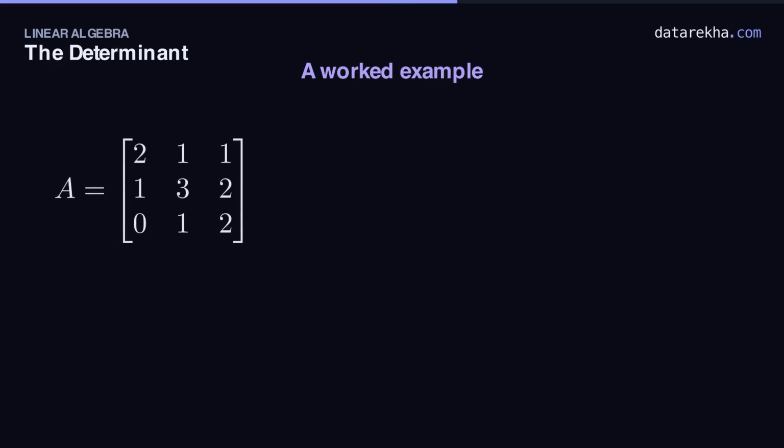Let's expand a real one, top to bottom, hiding nothing. Here is A, and we'll run the cofactor expansion along its first row. 2, 1, 1. First term: 2 times the minor you get by deleting its row and column. The 2 by 2, 3, 2, 1, 2. That determinant is 6 minus 2, 4. So the first term is 2 times 4, 8.